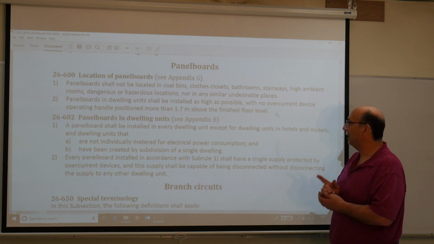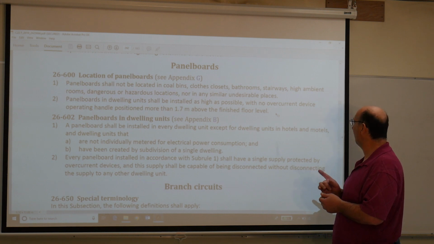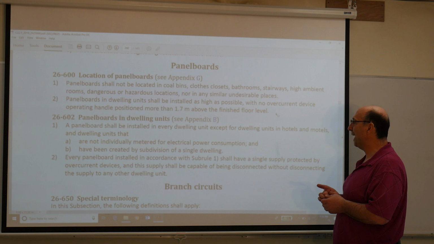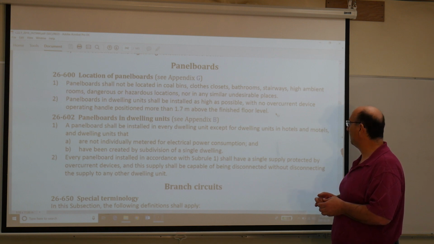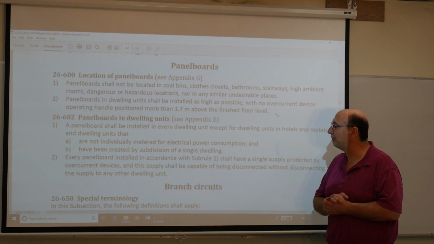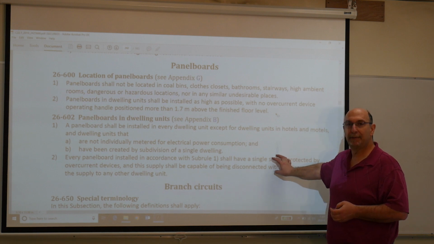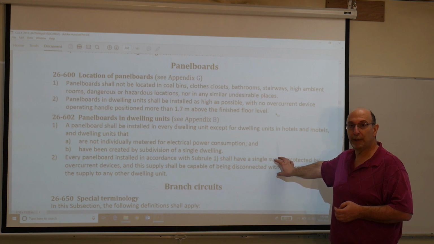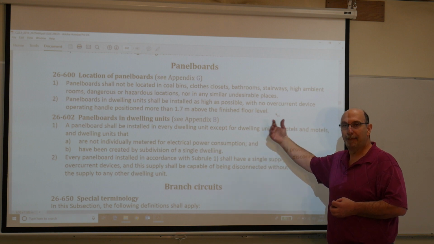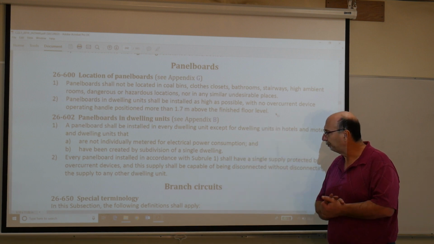Subrule 2. Every panel board installed in accordance with Subrule 1 shall have a single supply protected by overcurrent devices, and this supply shall be capable of being disconnected without disconnecting the supply to any other dwelling unit. So everyone has to have their own form of main overcurrent device. So you can't turn your breaker off and have it affect someone else.